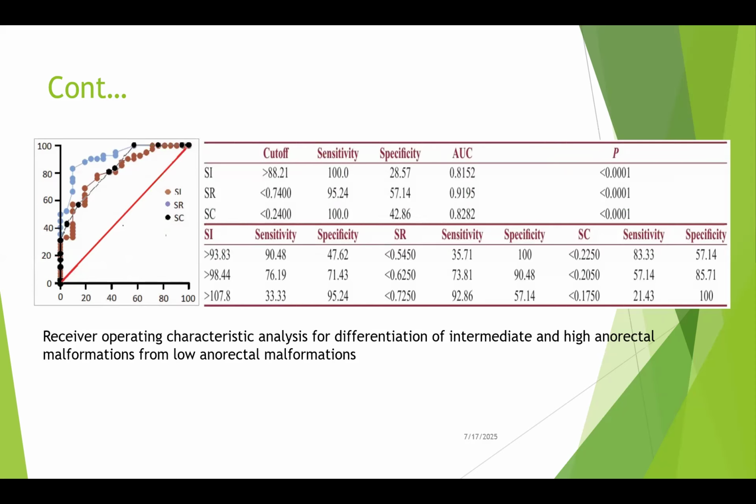This is the ROC curve analysis for differentiation of intermediate and high anorectal malformation from low anorectal malformation. The area under the curve was highest for the sacral ratio with a value of 0.9195, followed by sacral curvature with a value of 0.8282. The area under the curve was least for sacral index with a value of 0.8152.